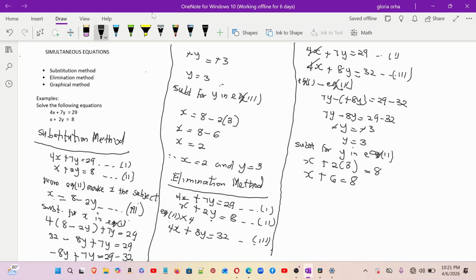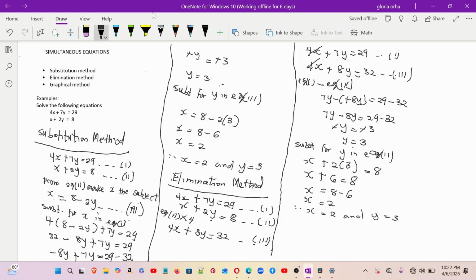Good. So if you look at the elimination method and the substitution method, x is 2 in the elimination method, and y is 3. And in the substitution method as well, x is 2 and y is 3. So we have come to the end of today's class. In our next video, we are going to look at the graphical method.